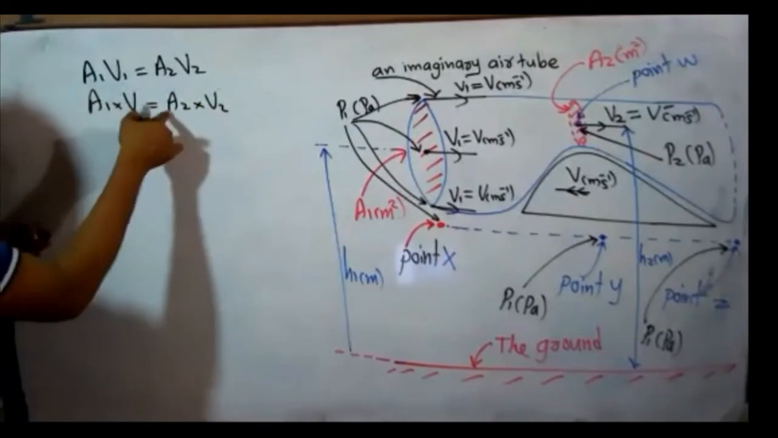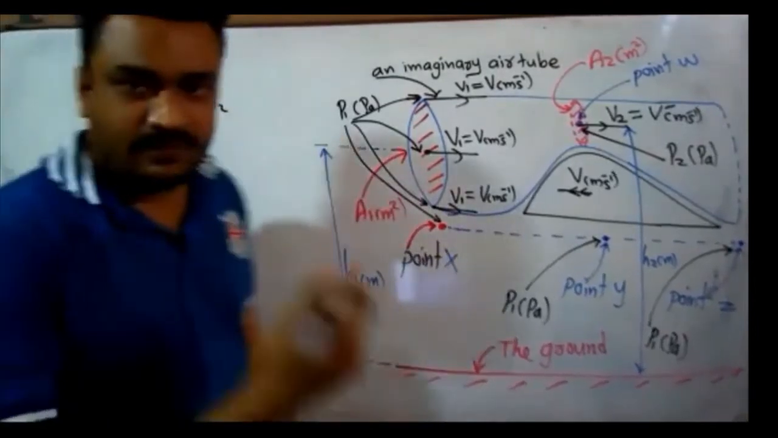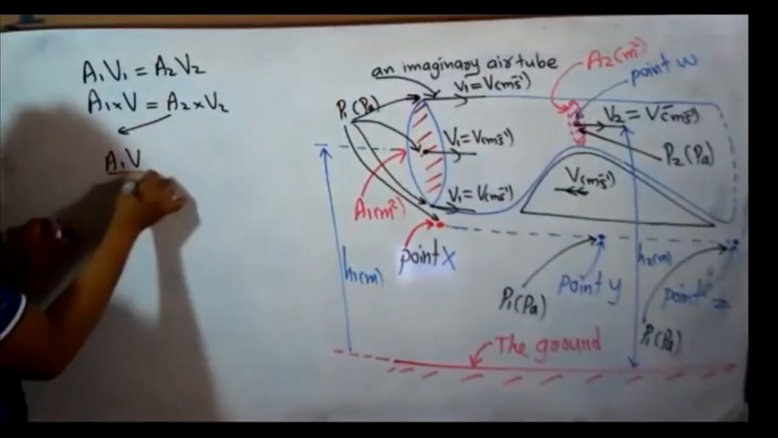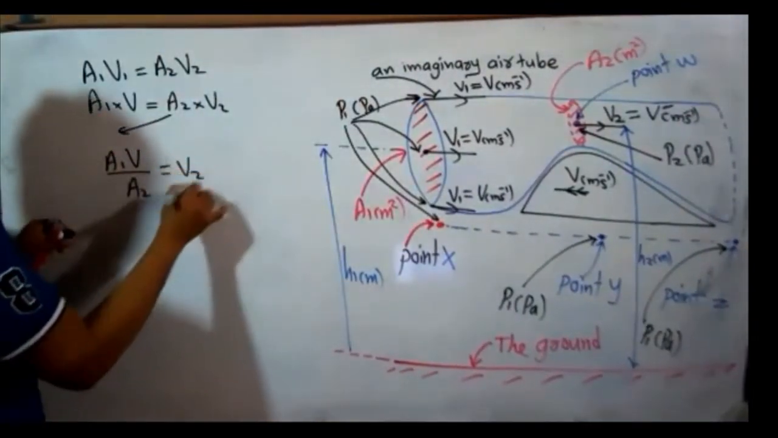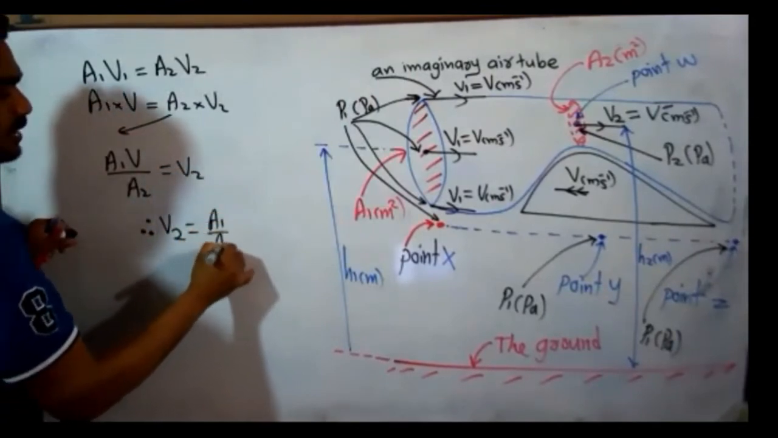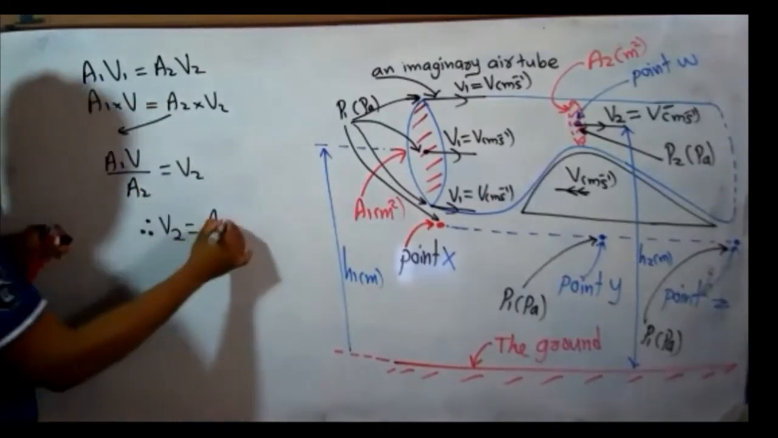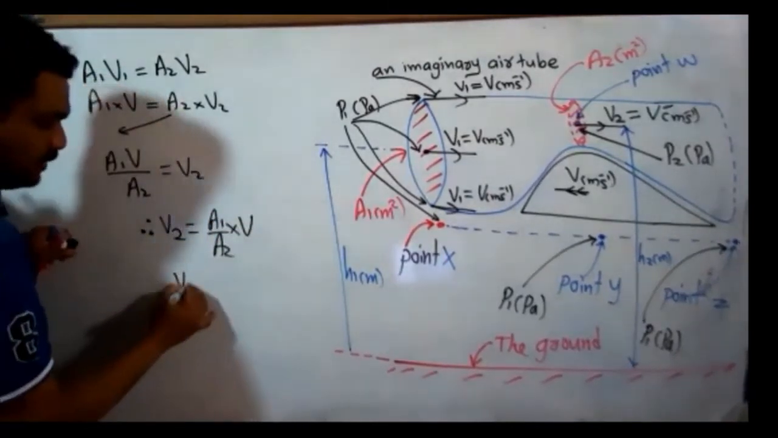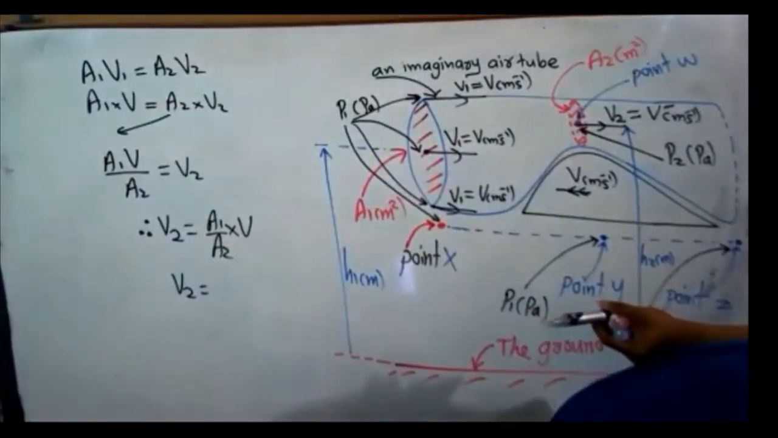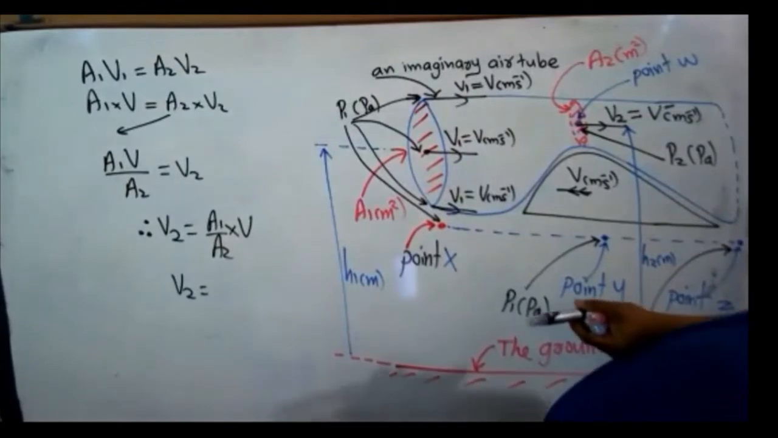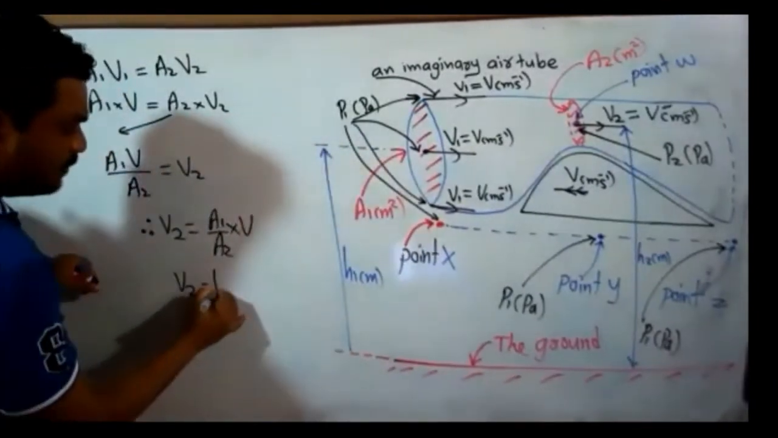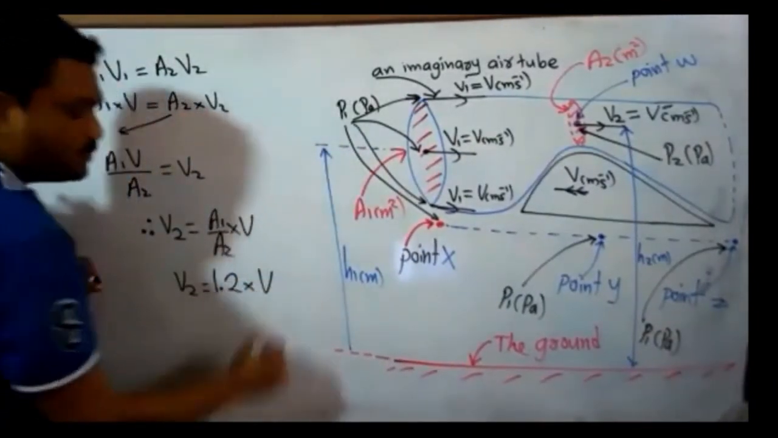If I take A2 to the other side by cross multiplication, this will be A1 into V divided by A2 equals V2. Therefore, V2 equals A1 divided by A2 into V. In the question, A1 over A2 is given as 1.2. So V2 equals 1.2 times V.